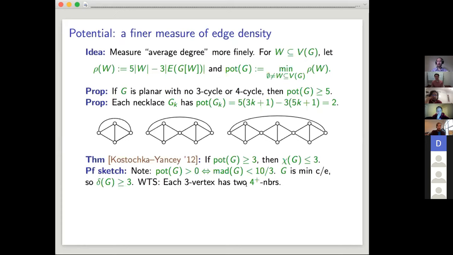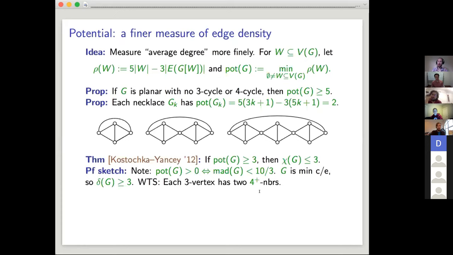And the reason is, we said that this is going to be a reducibility and discharging proof. So the idea is that we're going to use discharging and we're trying to get to average degree 10 thirds. If we assume that we have a counterexample, and we can show that the average degree is at least 10 thirds, then that's a contradiction, because our hypothesis was that MAD was less than 10 thirds.